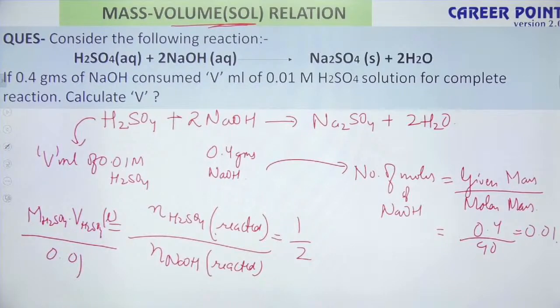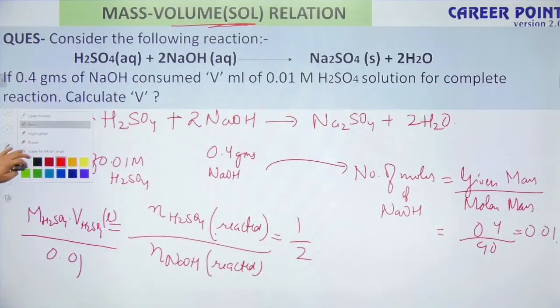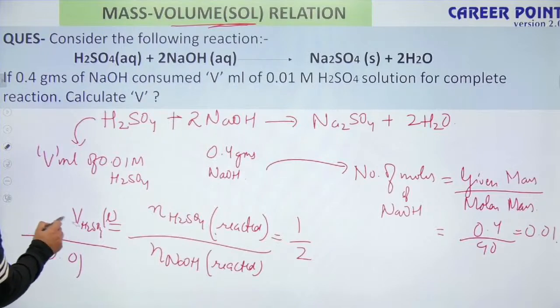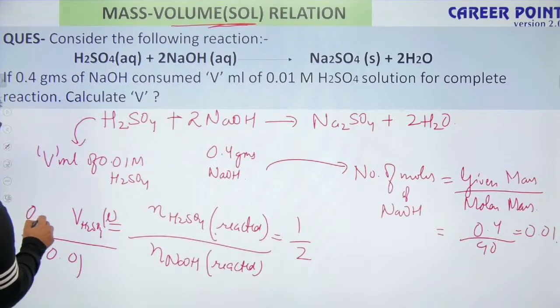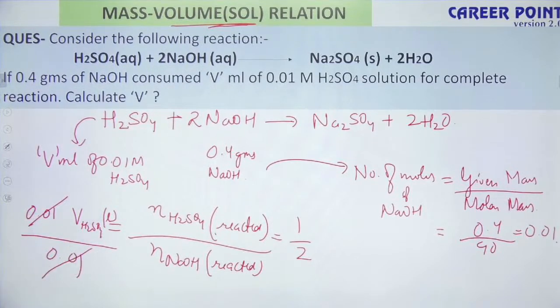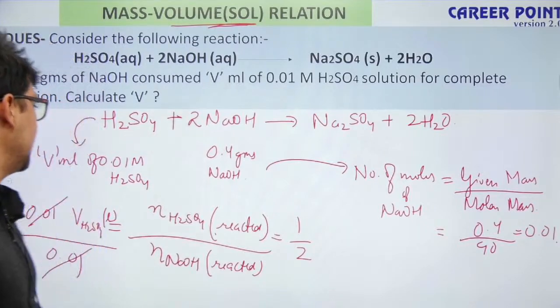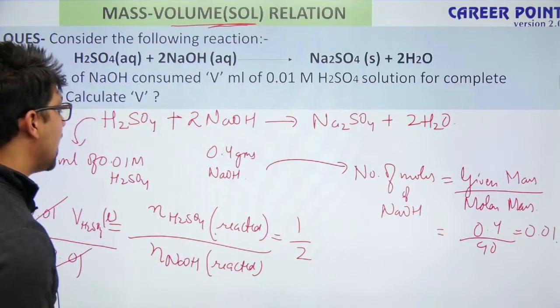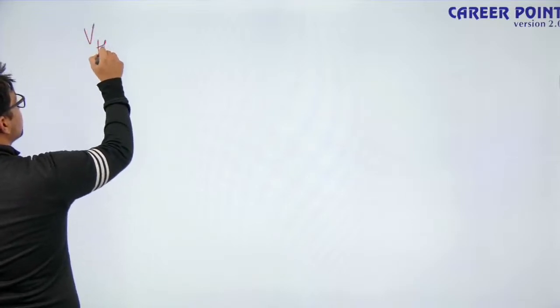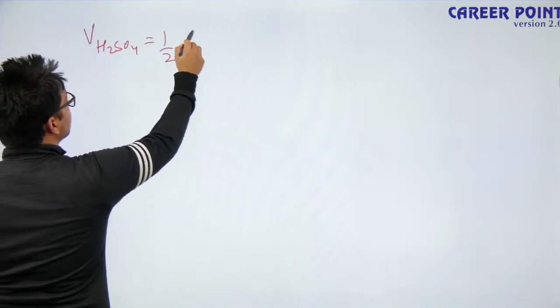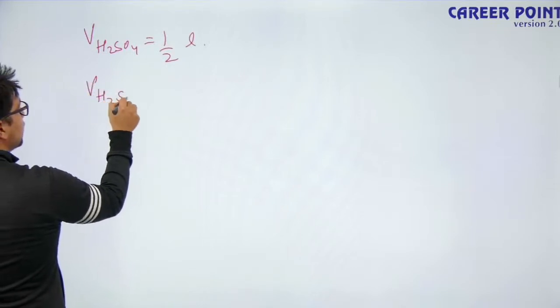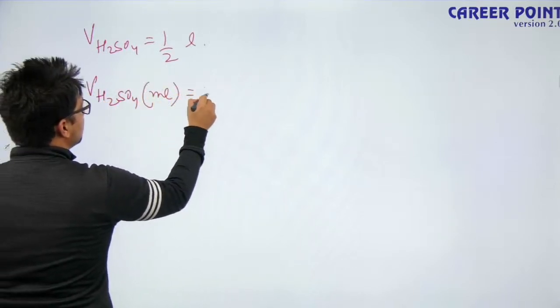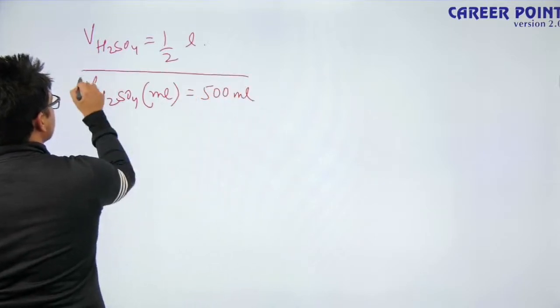So relate it. What was the value of molarity? It was 0.01, so I am replacing it by 0.01. So this and this get cancelled. What is the volume? The volume of H2SO4 in liters is coming out as half liter. And what is the volume of H2SO4 in milliliters that they were asking? It would be 500 mL. And this is my answer.